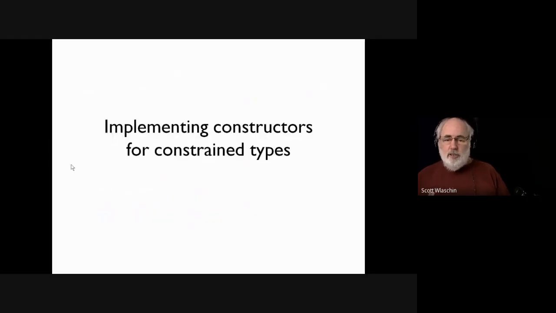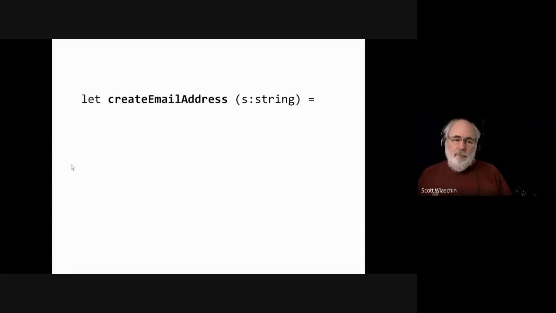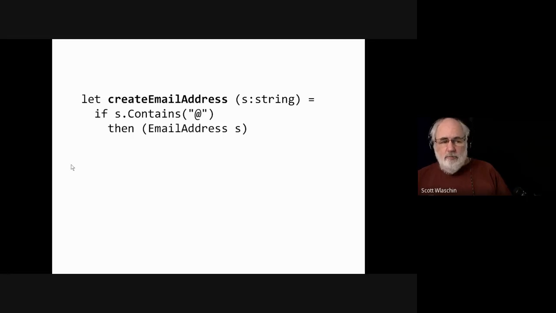All right, so let's look at how you actually write code that would construct one of these things. I think it's an interesting lesson here. A lot of people would say, okay, I want a factory function or a constructor function that will create an email address, and you pass it in some sort of string. And if the string contains the @ sign, then I'm going to wrap it in the email address. But what happens if it doesn't contain the @ sign?